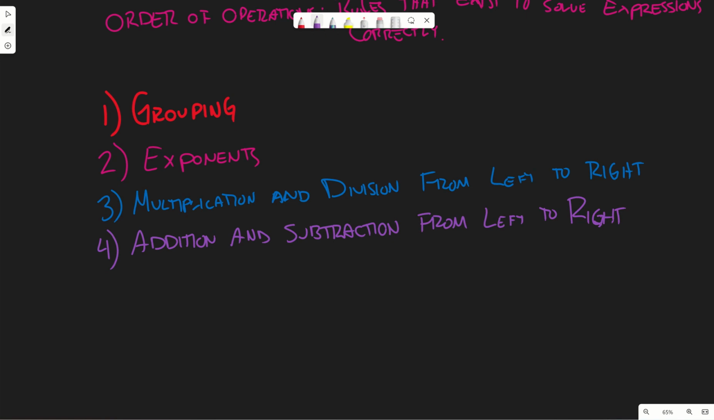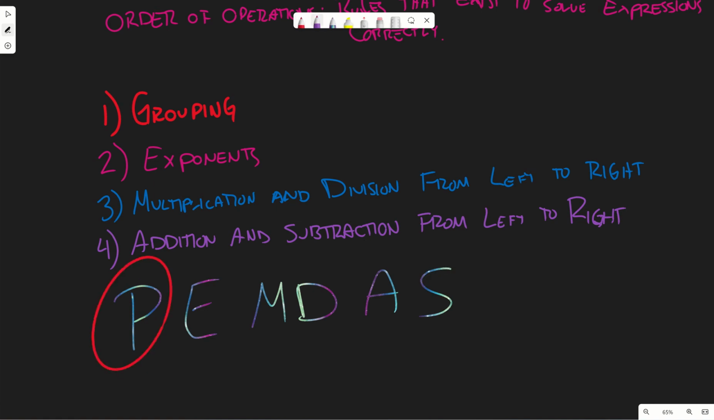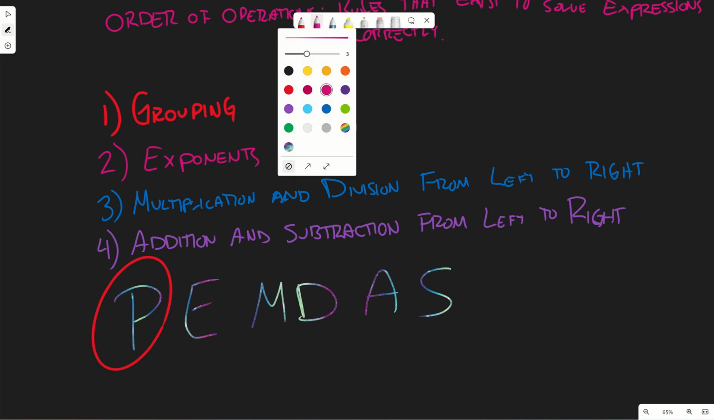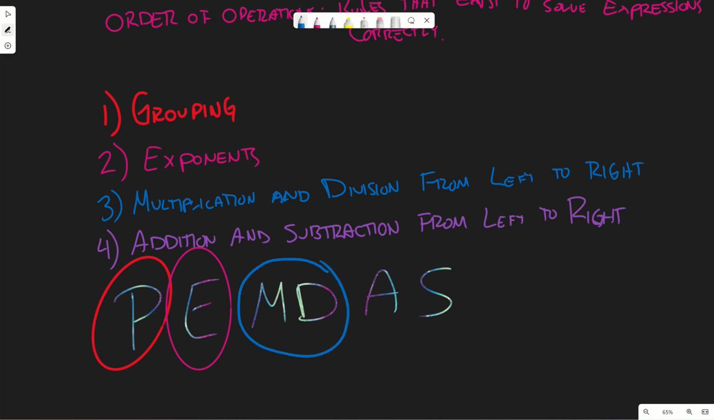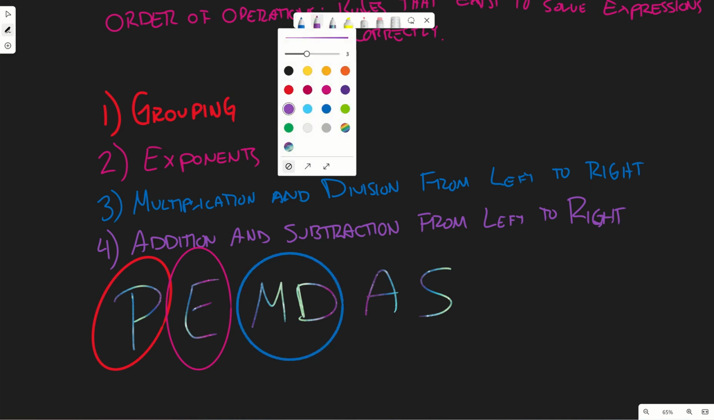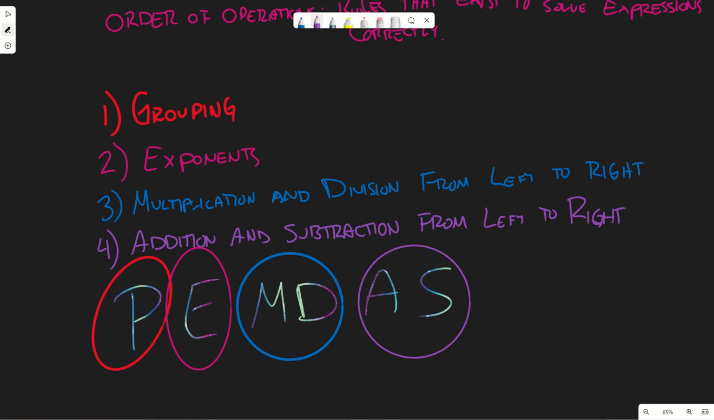This is simplified a lot of the time in the phrase PEMDAS. And what that stands for is parentheses or grouping, exponents, here's our multiplication and division, and here is our addition and subtraction. So PEMDAS is the thing we want to look for when we're solving out problems.